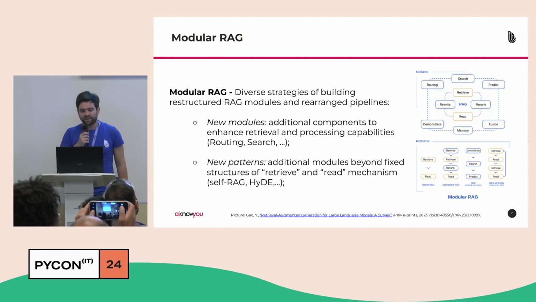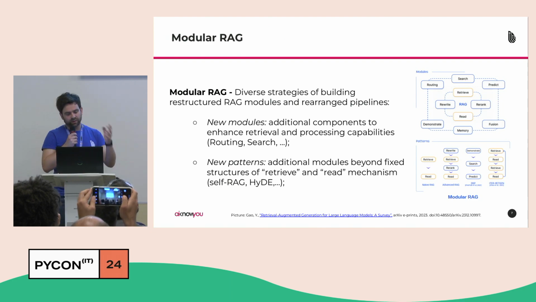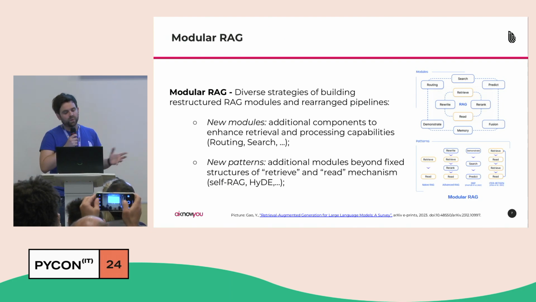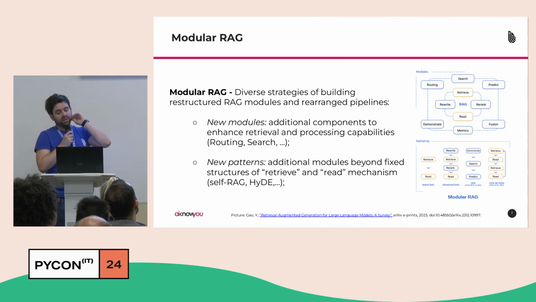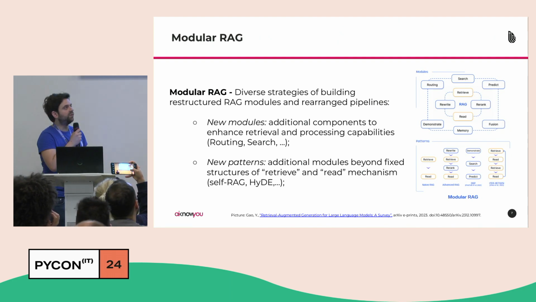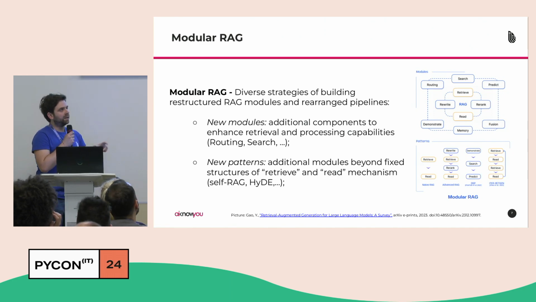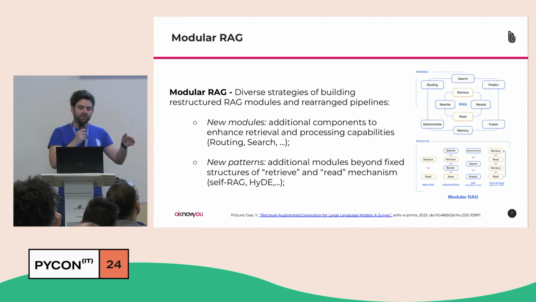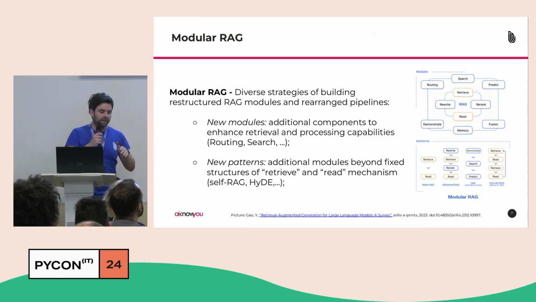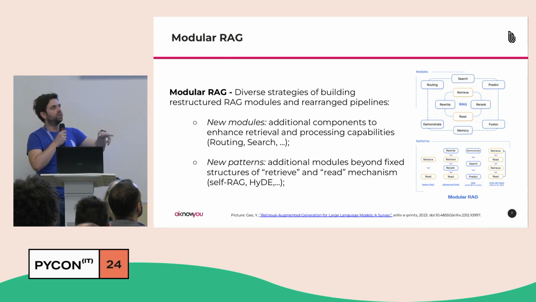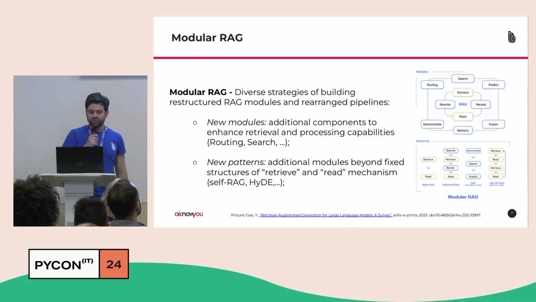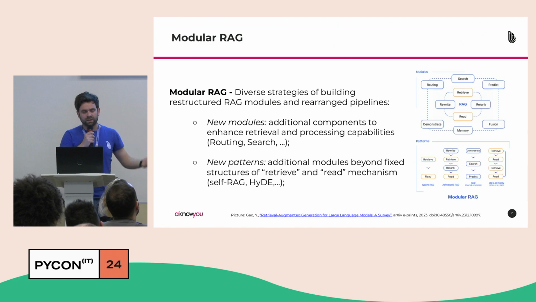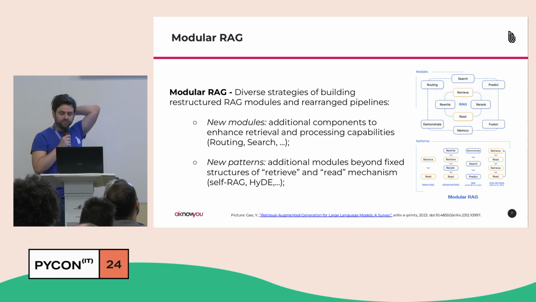New modules are, in particular, part of the retrieval or the processing of the query. So we add, for instance, a routing module or a search module. So we instruct our RAG to route information in different tasks or in different search modules for looking in different data structures, in, for instance, a knowledge graph, or new patterns. So we take the retrieve and read mechanism, which is fixed in the RAG I've explained before, and we change this mechanism a little bit.